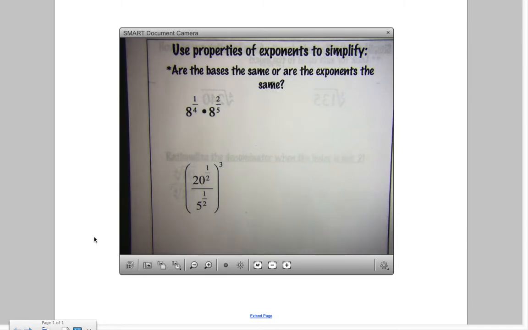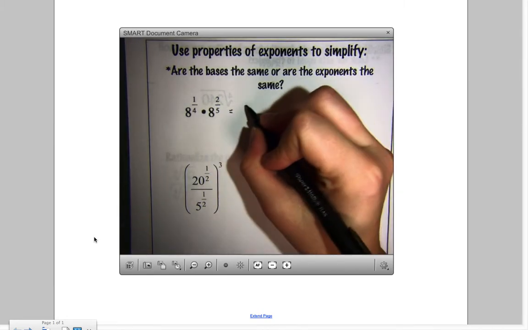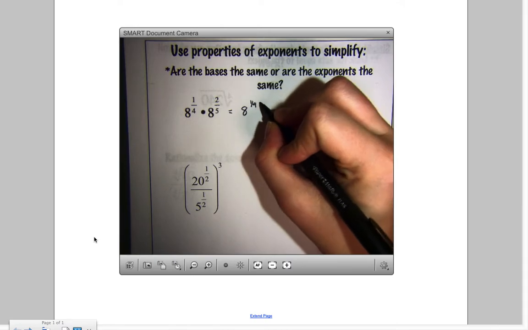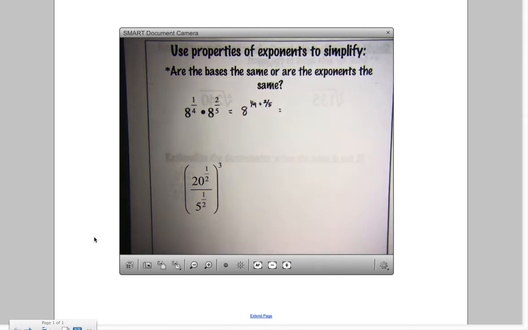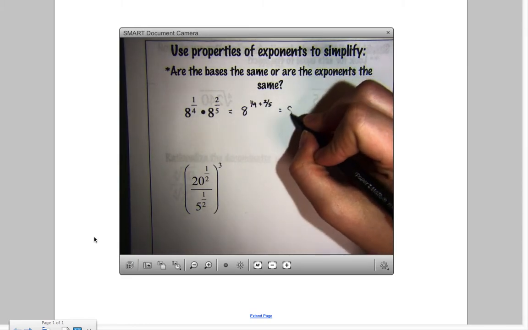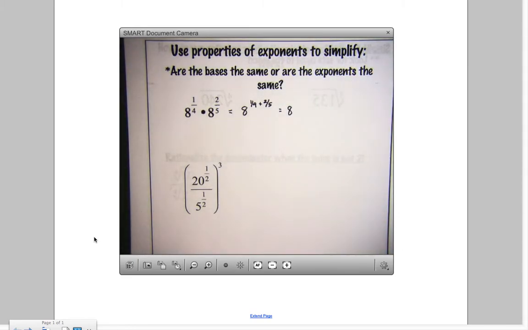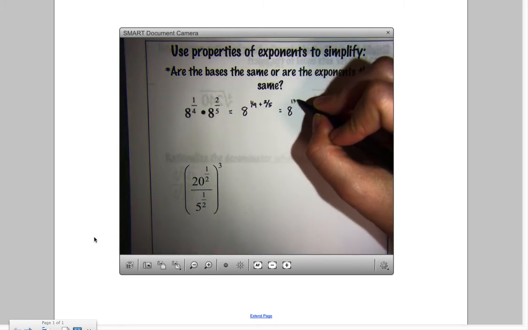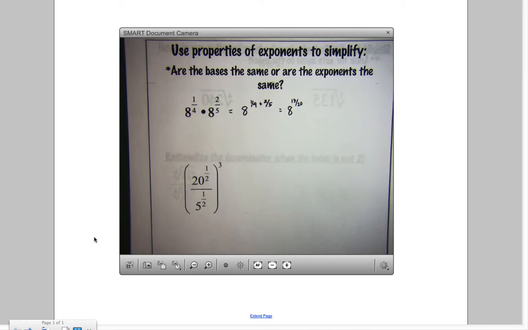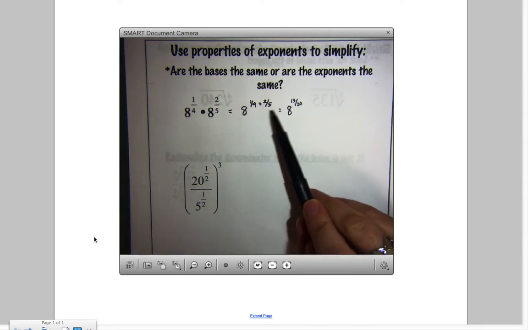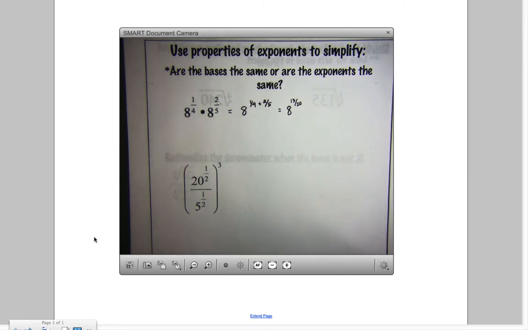All right, so first we're just going to use the properties of exponents, and we're going to be looking for if they have the same bases or the same exponents. So in the first one, we notice that both of the bases are 8. Our properties of exponents say that if the bases are the same, we're just going to add the exponents. So we're going to have 8 to the 1/4 plus 2/5 power, which if you find a common denominator and add them, or you can add them in your calculator, you're going to get 8 to the 13/20 power. You don't have to write this middle step. You can just do this in your head or in your calculator, and this would be your final answer.